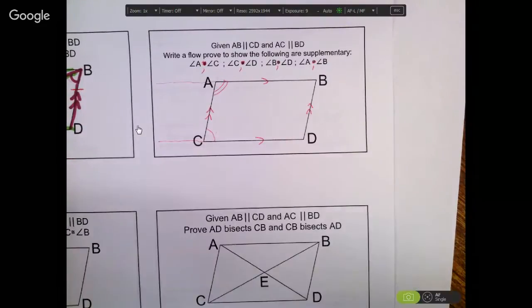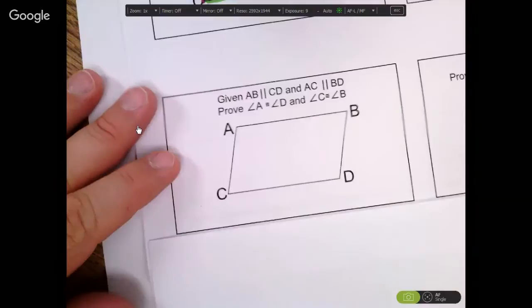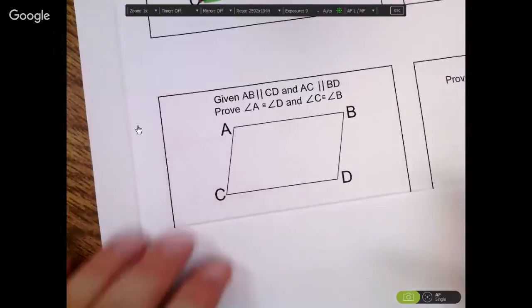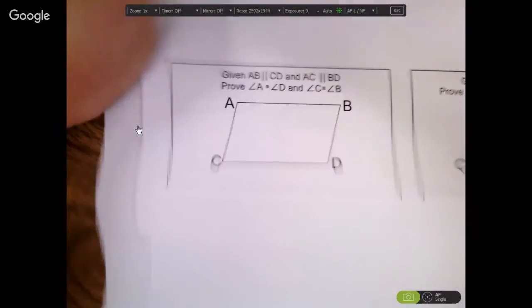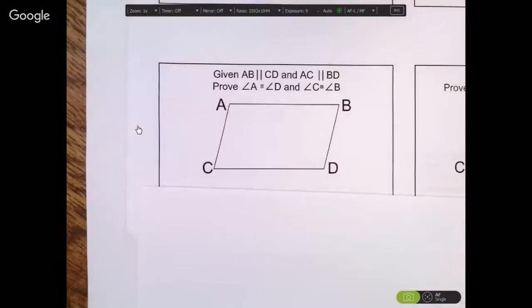So the next one. Now we want to prove angle B. It's not a postulate, it's a property. So we can prove those by whatever that property is. Let's do it slightly differently.